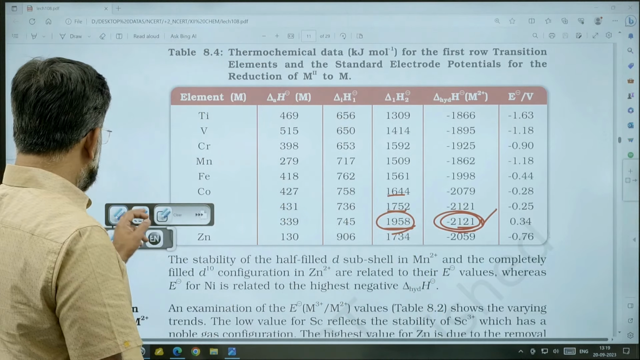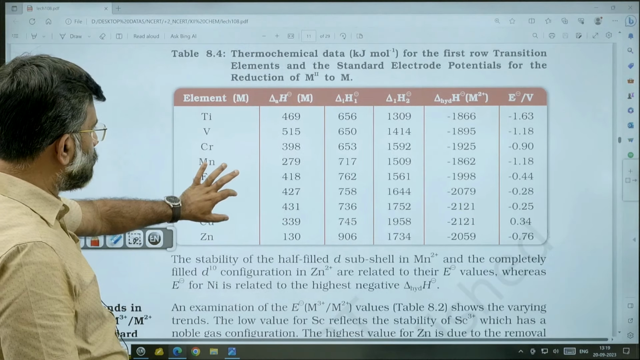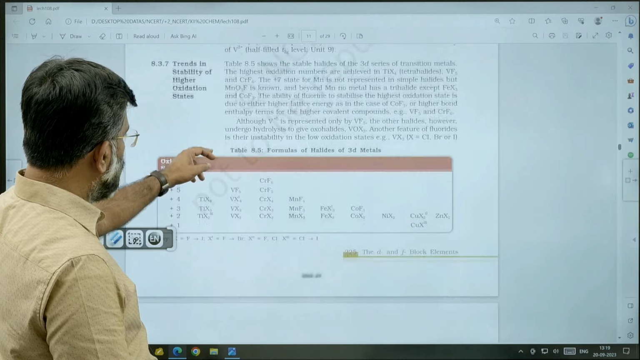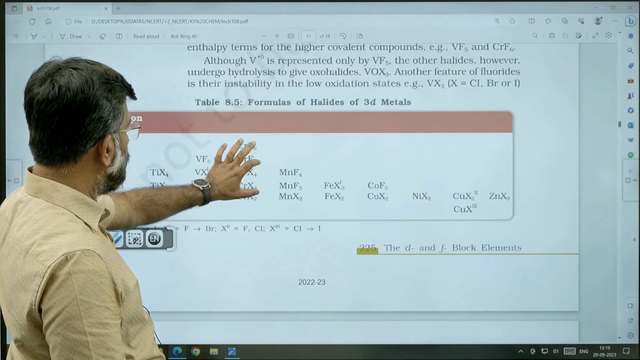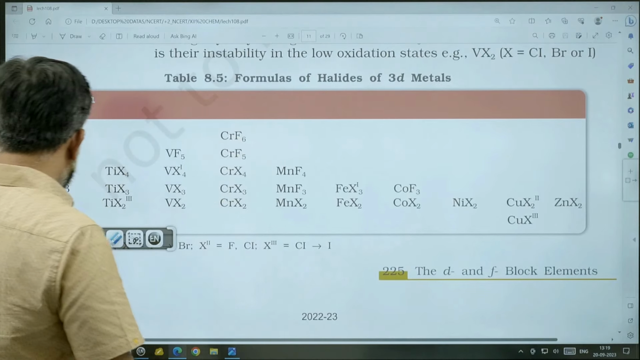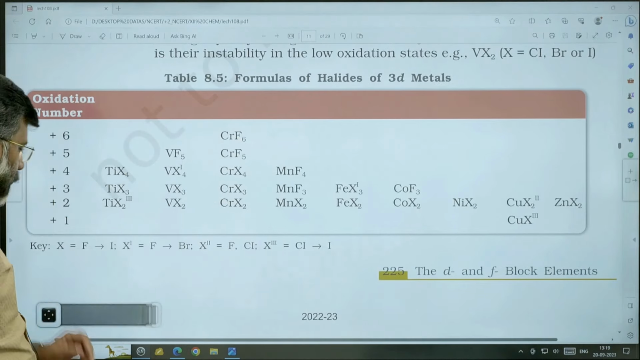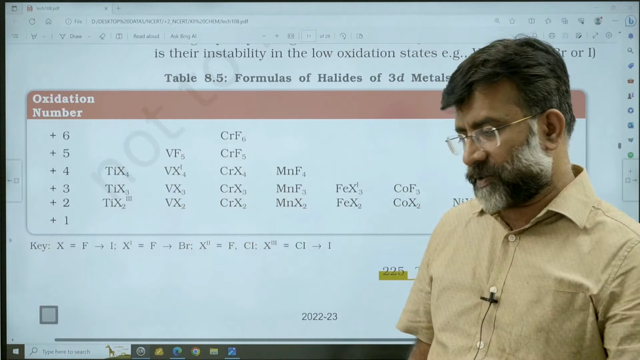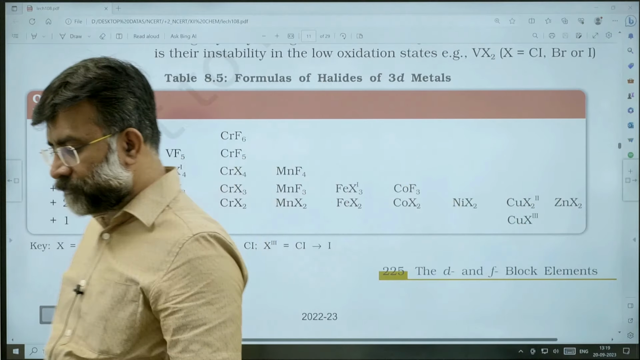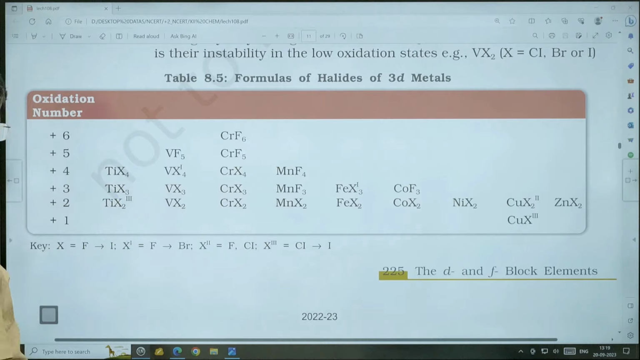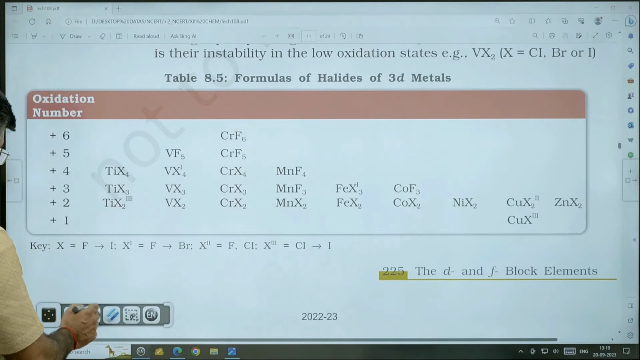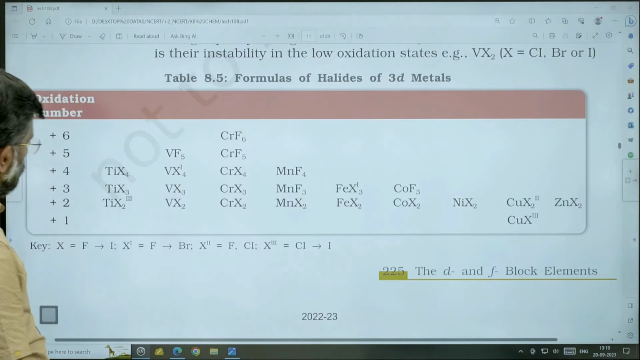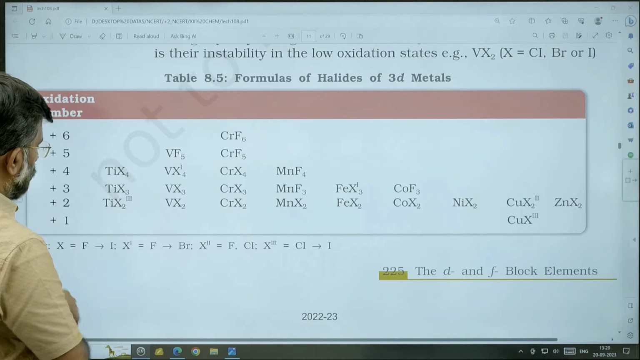So that is about the standard reduction potentials, whether it is M2+/M or M3+/M2+. Next is a talk on halides. You need to have a meticulous look at this table and try to understand which halides exist and which halides do not exist. Like that, you should have a picture. You see the various oxidation states from +1 to +6. Titanium gives 3 types of halides.